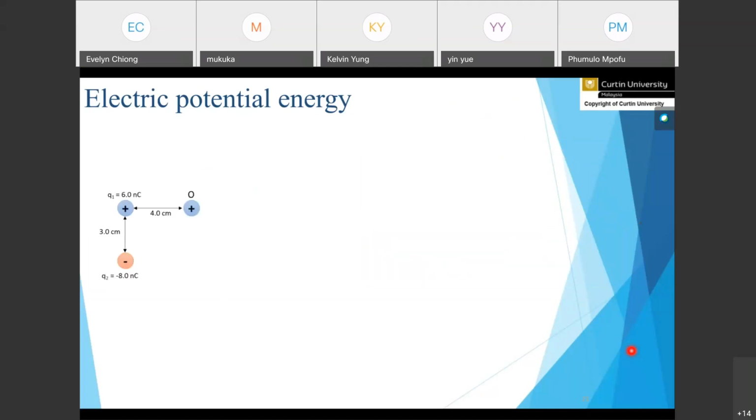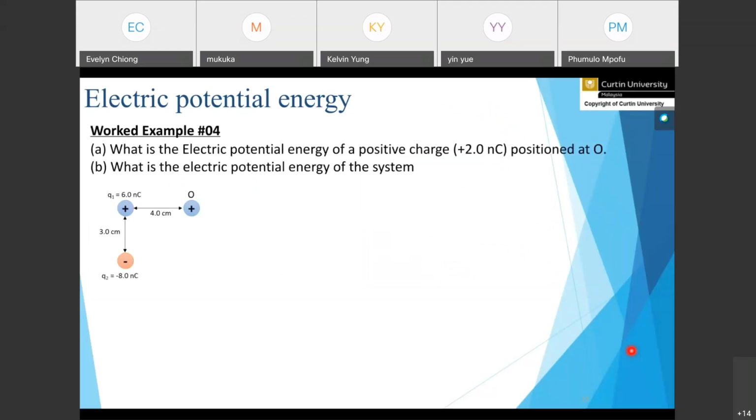Okay, we'll quickly move into the example. Still the same diagram. Today you are going to deal with this all day long. So what is the electric potential energy of a positive charge positioned at O? Just considering the charge, so we consider the charge first. What is the formula? U, right? So let's say this is O.